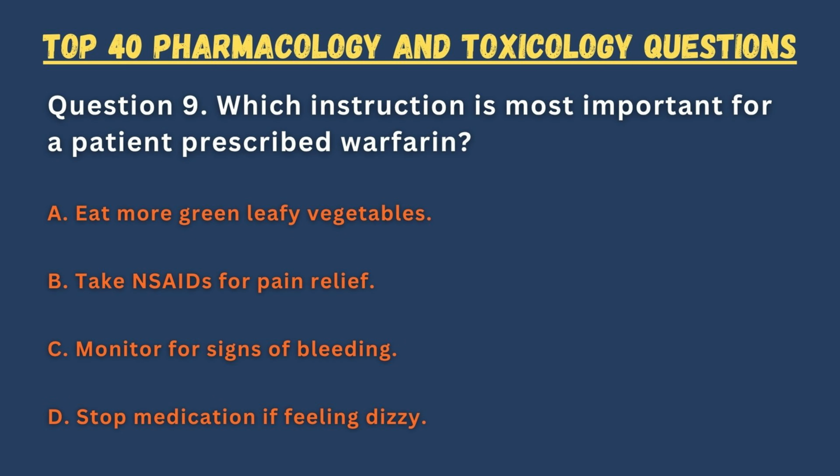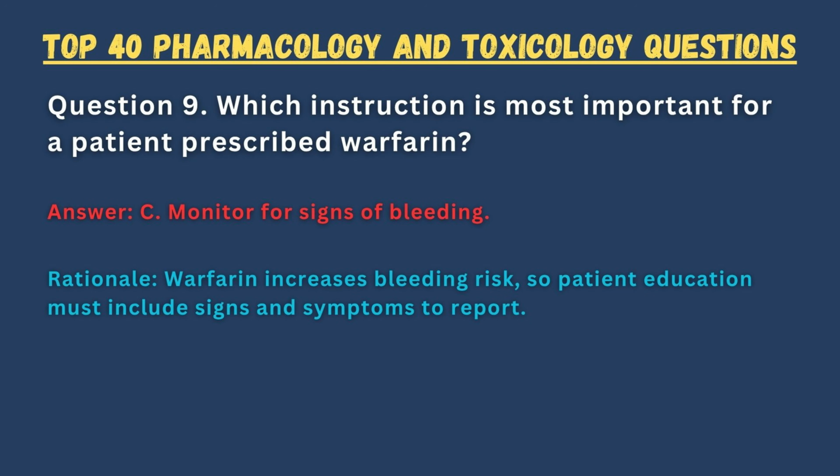Question 9. Which instruction is most important for a patient prescribed warfarin? A. Eat more green leafy vegetables. B. Take NSAIDs for pain relief. C. Monitor for signs of bleeding. D. Stop medication if feeling dizzy. Answer. C. Monitor for signs of bleeding. Rationale. Warfarin increases bleeding risk, so patient education must include signs and symptoms to report.